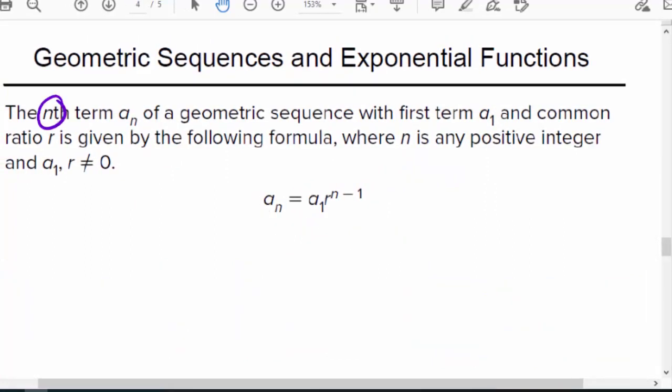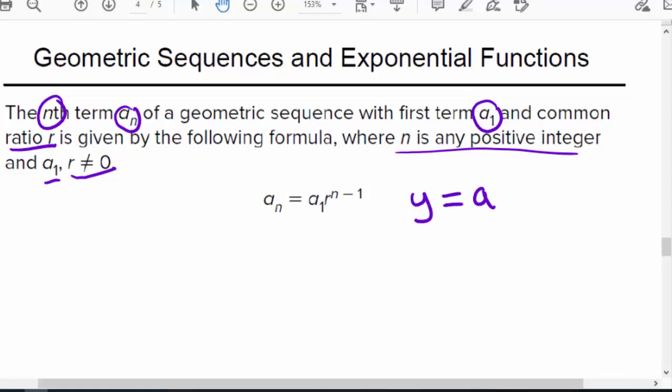Okay, so the nth term, which is a sub n, of a geometric sequence, with the first term being a sub 1, so the 1 here stands for first term in the sequence, and a common ratio of r is given by the following formula, where n is any positive integer, and r cannot equal 0, so you don't want a base value of 0. So you'll notice this looks a lot like exponential. Exponential looks like this, y equals a times b to the x power. But the only real difference here is we're subtracting 1, whereas over here we were not subtracting 1.